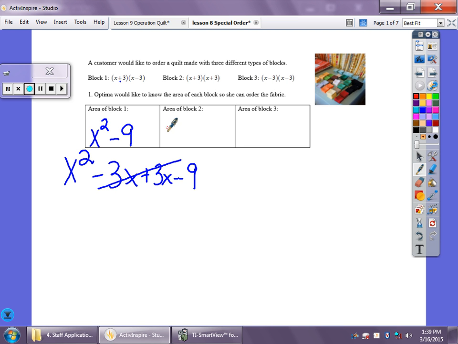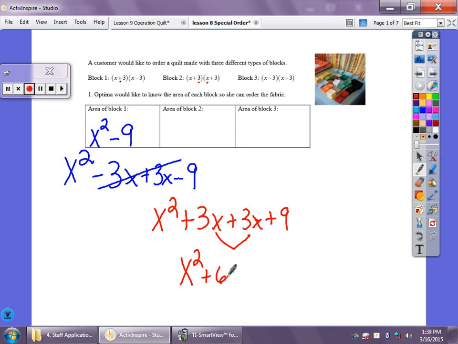Okay, moving on to block 2. I have x times x is x squared. X times 3 is 3x. 3 times x is 3x. And 3 times 3 is 9. Combining like terms, I get x squared plus 6x plus 9.